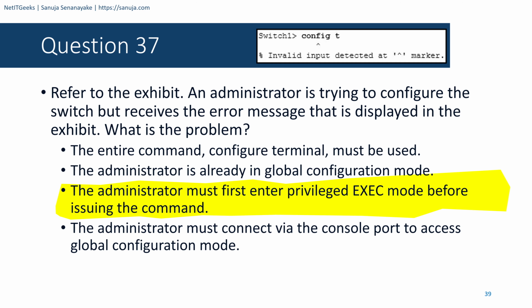The answer to this question is the administrator must first enter privilege exec mode before issuing this command. They are not in privilege exec mode because you can see that right after the name of the switch, Switch1, there is an arrow, and that is where they are entering the command. Privilege exec mode has the pound sign after the name instead. So in order to enter global configuration mode, the command configure terminal, or the shortened version config t, must be entered in privilege exec mode.